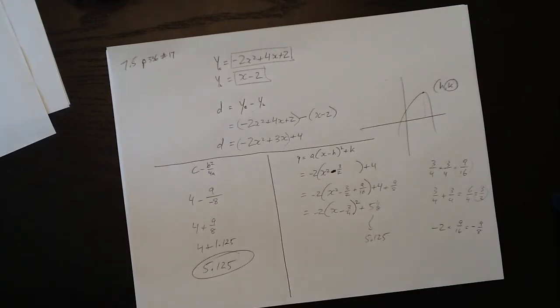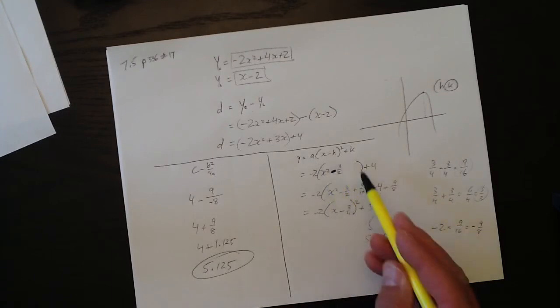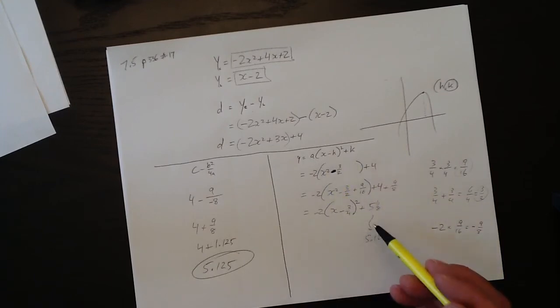Was that confusing? It almost confused me too. But that's a hard way of doing it because you're dealing with fractions, but you do end up with the same value of 5.125.